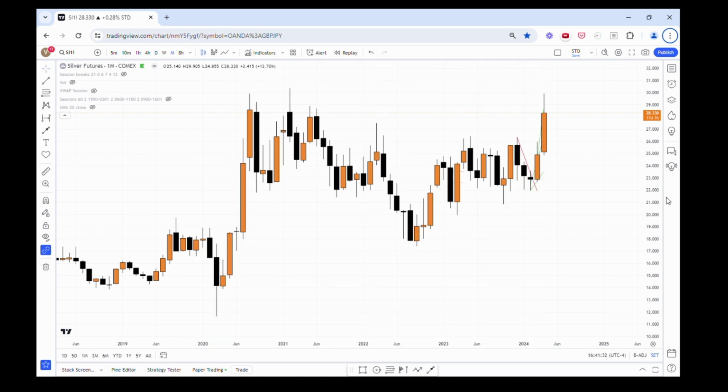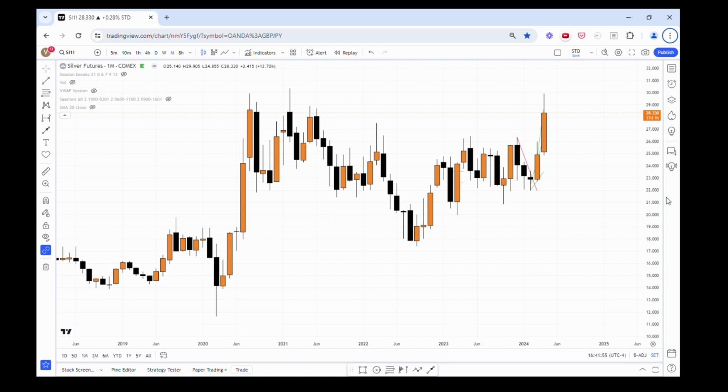I do prefer to only focus on this pattern when the candle has actually closed down. I will generally ignore this pattern when the close is above the opening price. So let's take an example. I'm showing right here silver on a monthly chart.